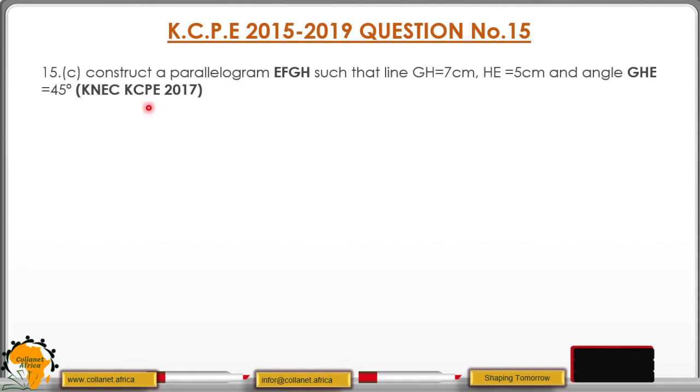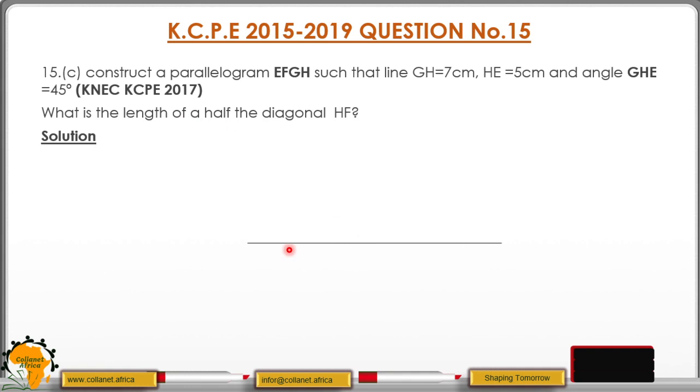Then we move on to question C, and this one I want you to pay keen attention, because this is where the construction is, and sometimes it carries more time and more marks. So a parallelogram EFGH such that line GH is 7 centimeters, HE 5 centimeters, and angle GHE 45. 2017 question of KCPE according to Kenya National Examination Council. The question was about a half the diagonal HF.